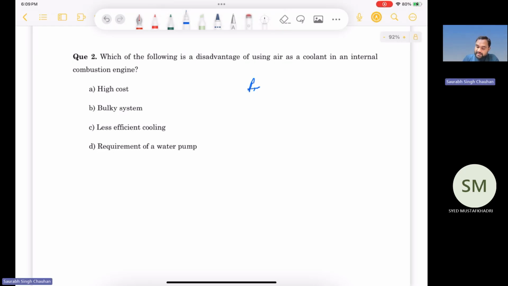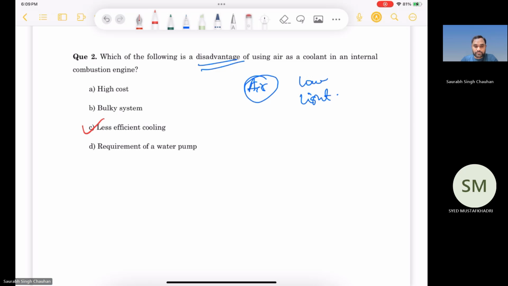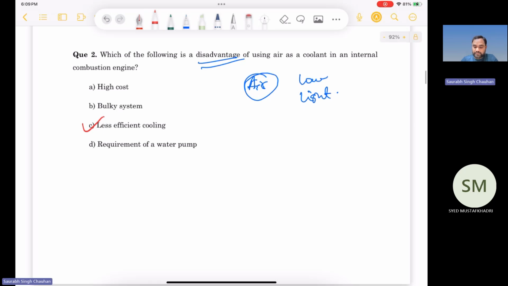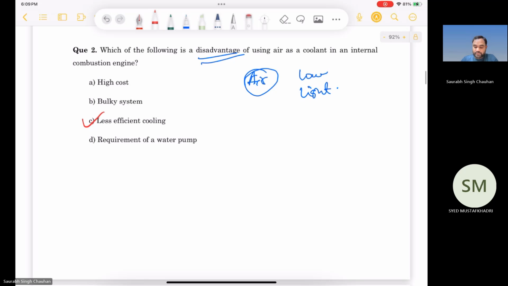If you are using air as coolant, then you have various advantages. It is low cost, lightweight, but the question is asking for disadvantages. So the correct option should be option C, less efficient cooling. I hope this is clear.